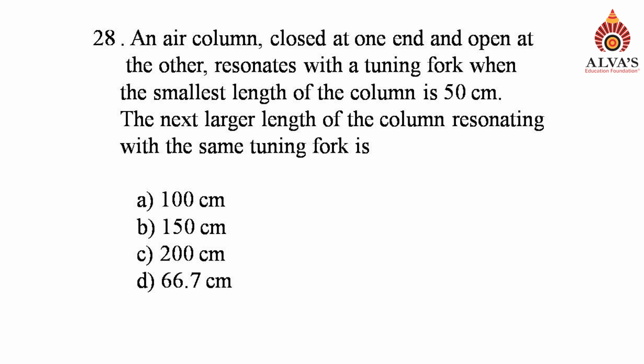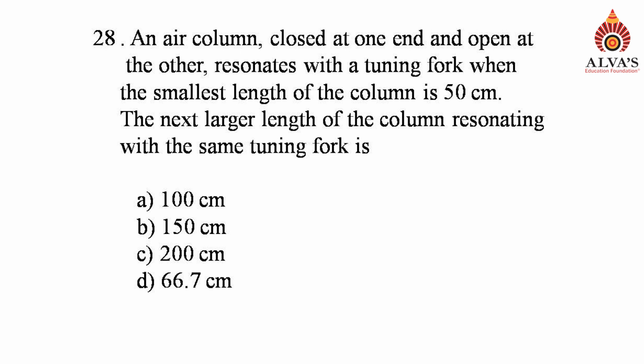An air column closed at one end and open at the other resonates with a tuning fork when the smallest length of the column is 50 centimeter. The next larger length of the column resonating with the same tuning fork is. Given pipe is a closed pipe which has smallest length 50 centimeter. Now it is vibrating in the fundamental frequency. Calculate the next larger length when it resonates with the same tuning fork.